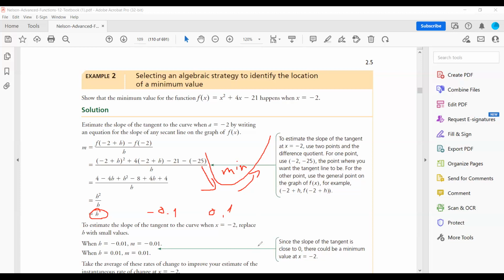Since the slope of the tangent is close to 0, there could be a minimum value at x negative 2. And we say it's a minimum because on the left-hand side, we can see that the average rate of change is decreasing, and on the right-hand side, it's increasing, right? If it were the other way around, we would say that it's a local maximum. Local maximum.